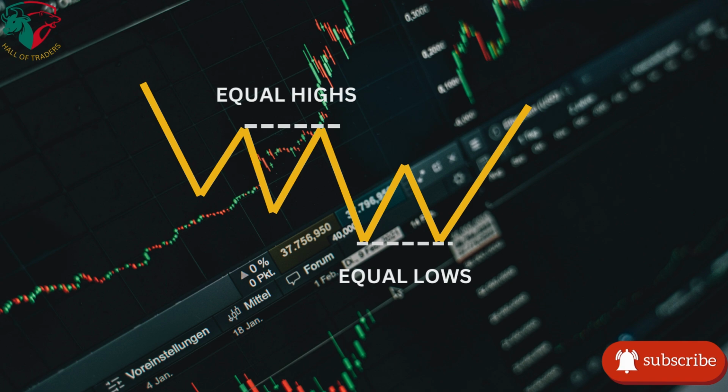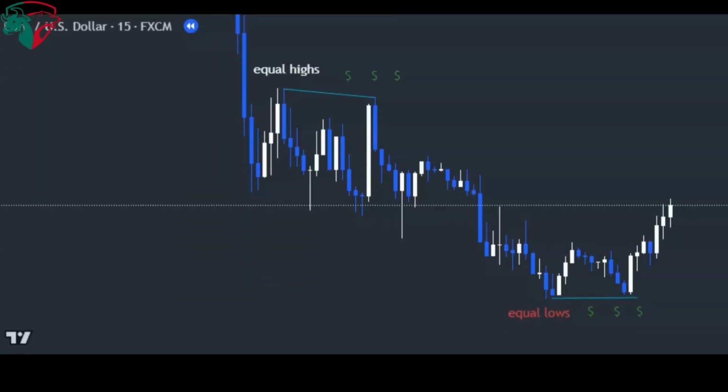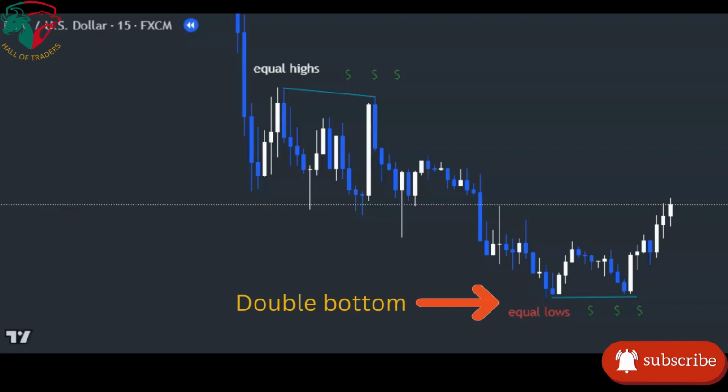In price action, there are chart patterns. One of the most known ones are the double top and the double bottom. Smart money concepts refers to these double tops or bottoms as equal highs and equal lows.